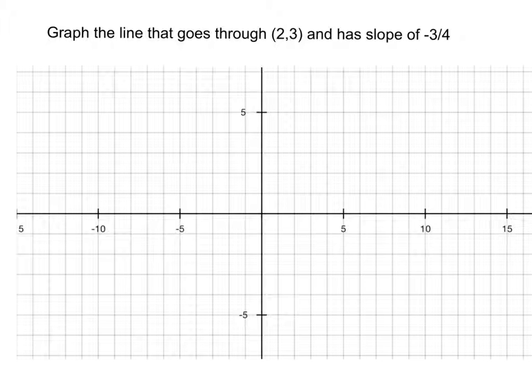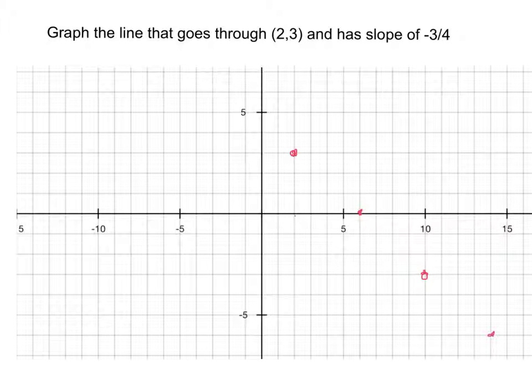So 2, 3 is over 2 up 3. So here's the point 2, 3. Now that's a slope of negative 3 over 4. So that means we go down 3, right 4. Put a dot. Keep that going. Down 3, right 4. Down 3, right 4.